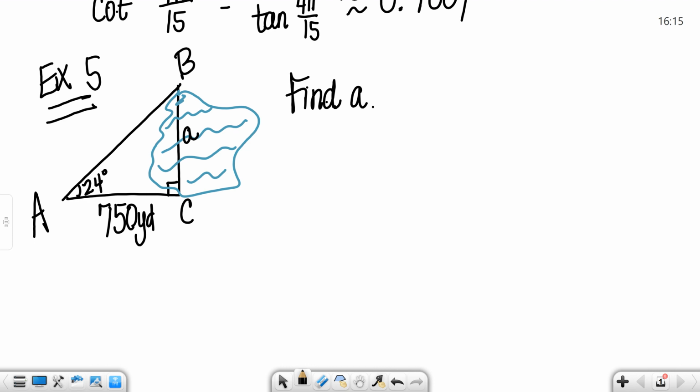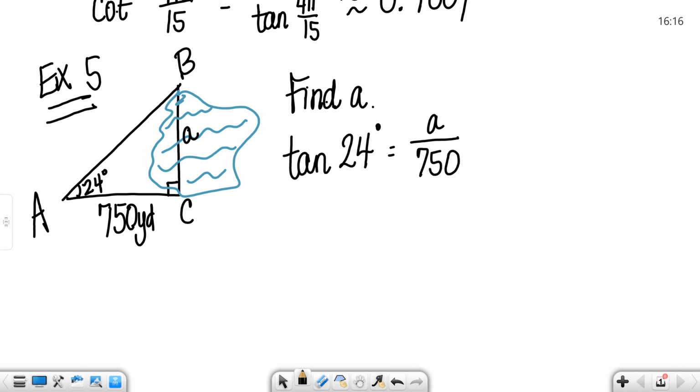So my angle is 24. Notice that A is labeled across from it, so that is the opposite. So A is opposite. 750 is labeled touching it right there, so that is the adjacent. So I've got opposite and adjacent. So this is the tangent of 24, because opposite and adjacent are what I have in my diagram. So tangent is opposite over adjacent.